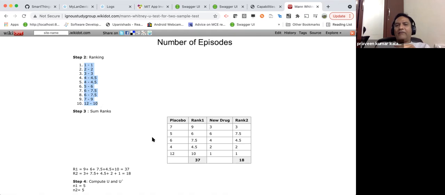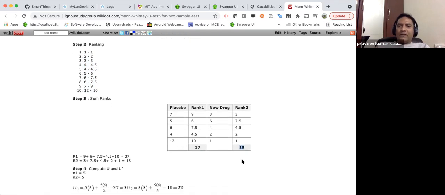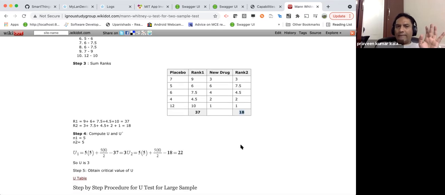Second step, we calculate the sum of these ranks. That means for placebo, if I take these ranks, what is the sum? For the new drug, if I take these ranks, what is the sum? So I have the sum of ranks for this and the sum of ranks for this. Clear?